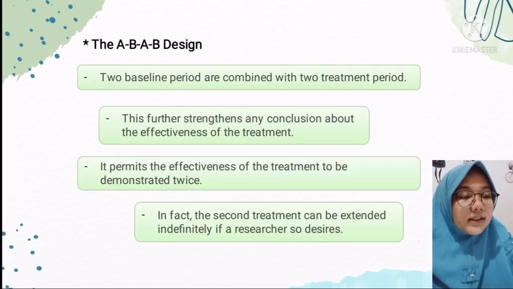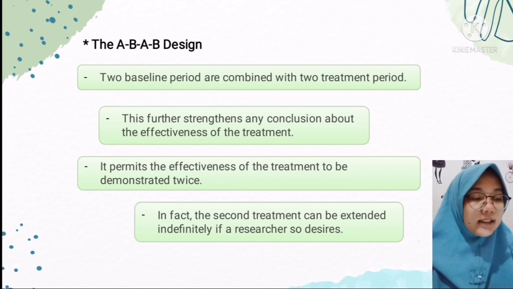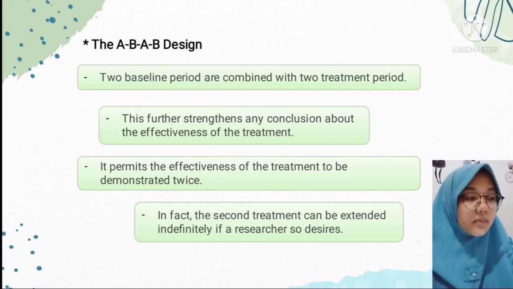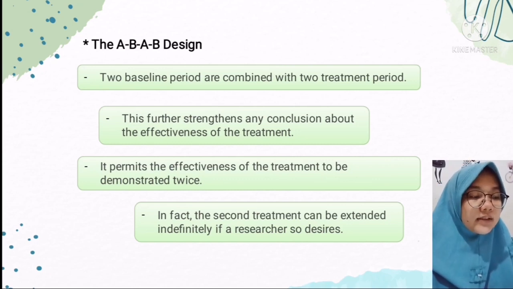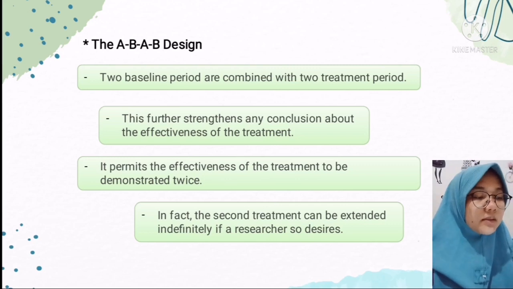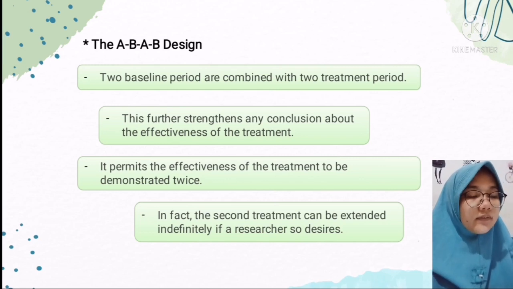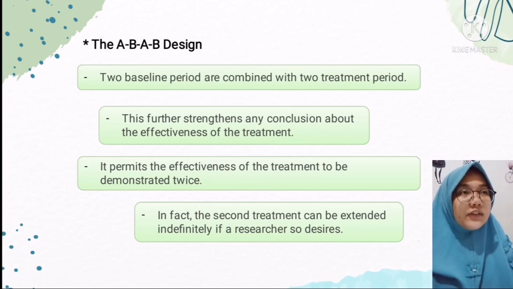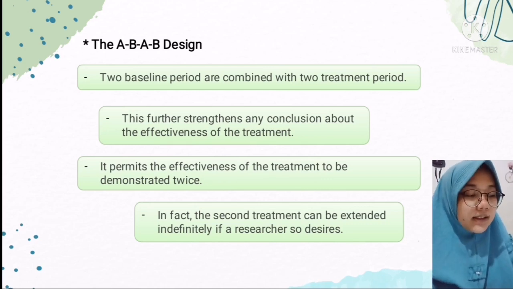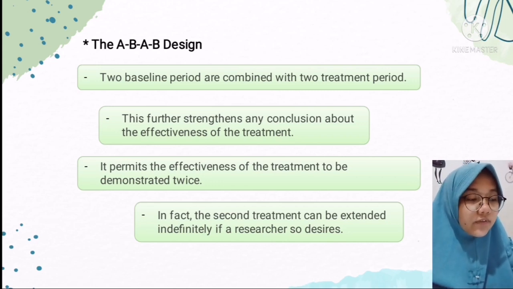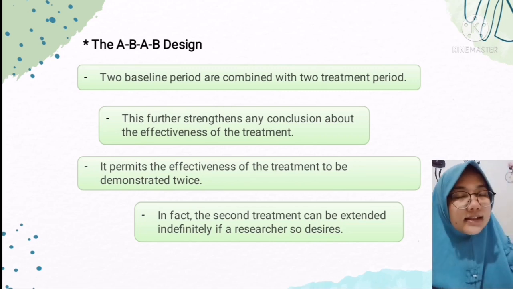Next, it's about the ABAB design. In the ABAB design, two baseline periods are combined with two treatment periods, and this further strengthens any conclusion about the effectiveness of the treatment. It permits the effectiveness of the treatment to be demonstrated twice, and in fact the second treatment can be extended indefinitely if a researcher so desires.